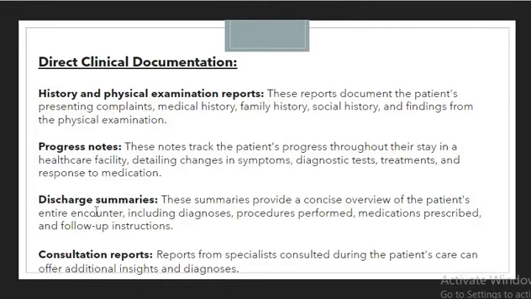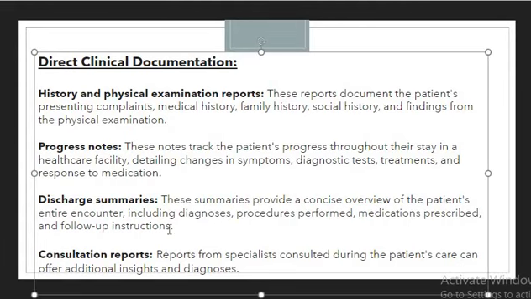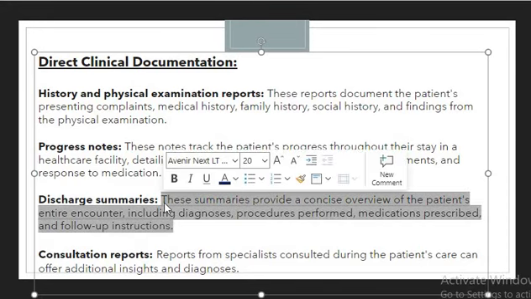Then the third thing is discharge summaries. What is a discharge summary? These summaries provide a concise overview of the patient's entire encounter, including diagnosis, procedures performed, medication prescribed, and follow-up instructions. Whenever a patient who is admitted to the hospital leaves the hospital, gets discharged, hospital management provides a summary. What will this summary hold? It holds all the information related to the diagnosis, procedures performed, medication prescribed, and all the follow-up instructions. So this is also one of the sources for medical documentation.